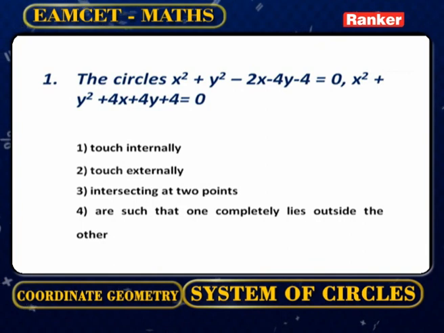The circles x² + y² − 2x − 4y + 4 = 0 and x² + y² + 4x + 4y − 4 = 0. Options: touch internally, touch externally, intersect at 2 points, or such that one completely lies inside the other.